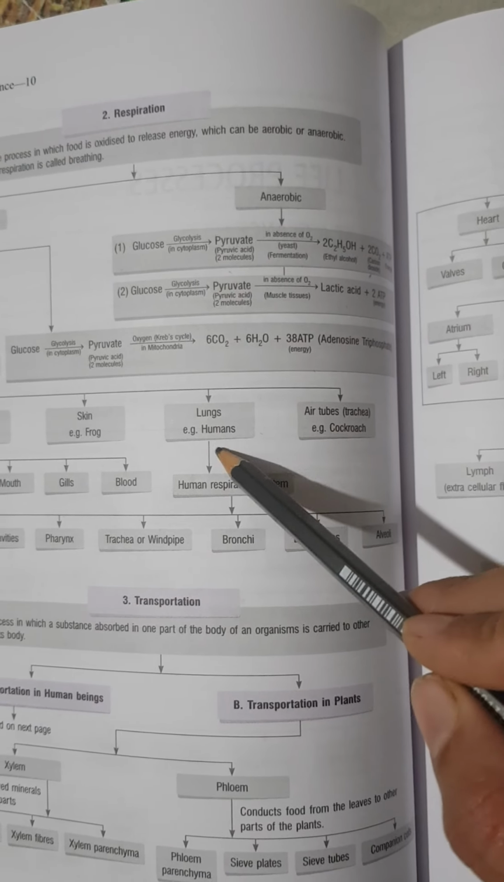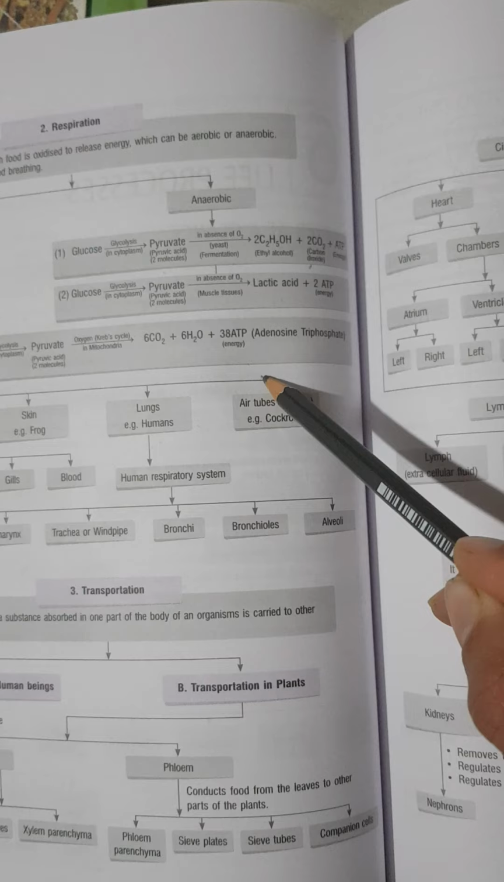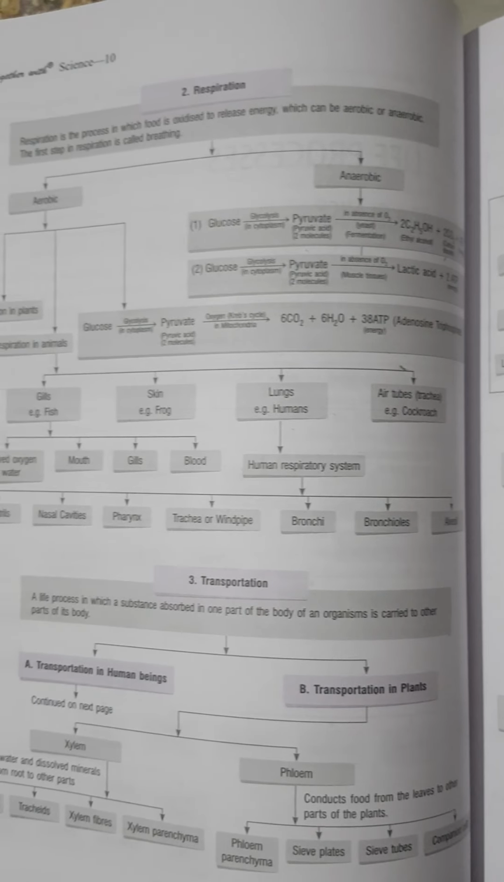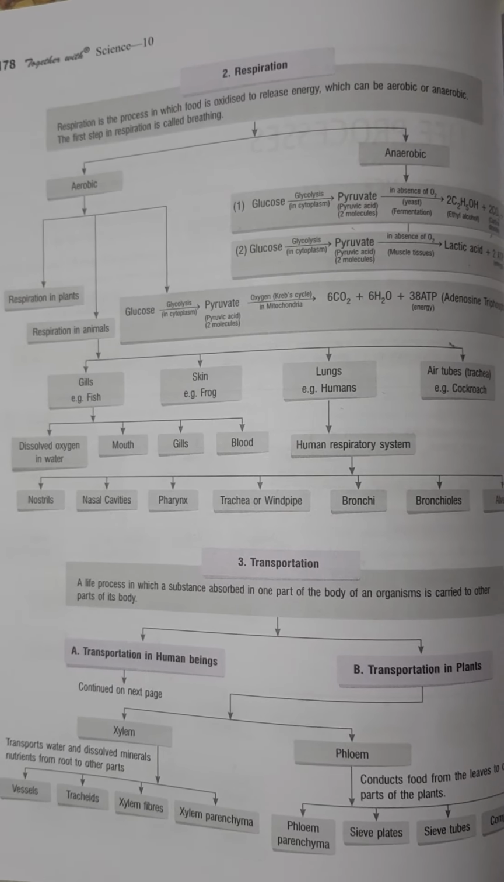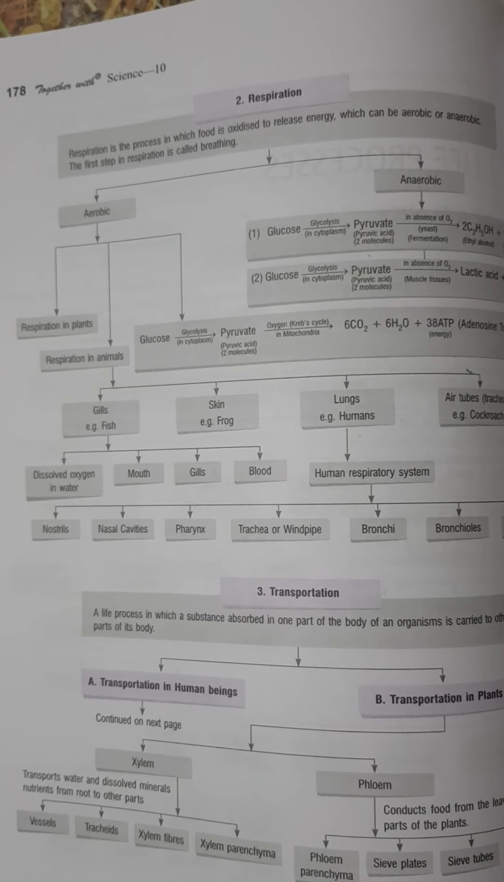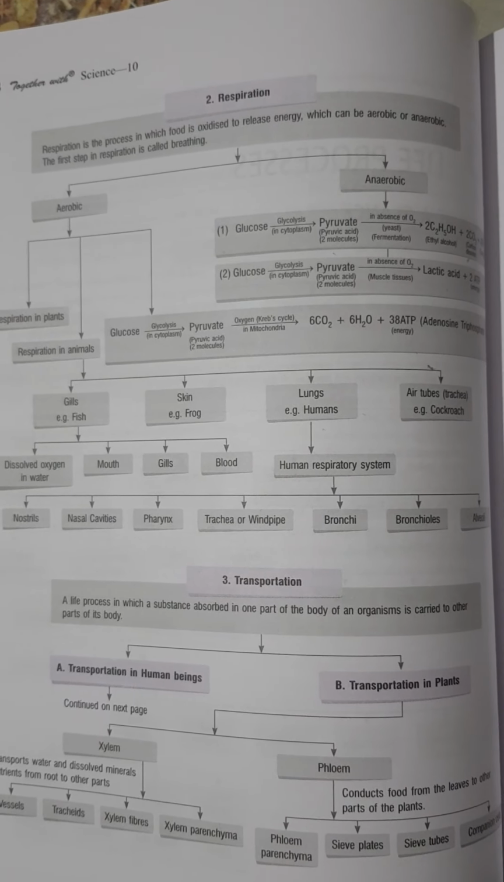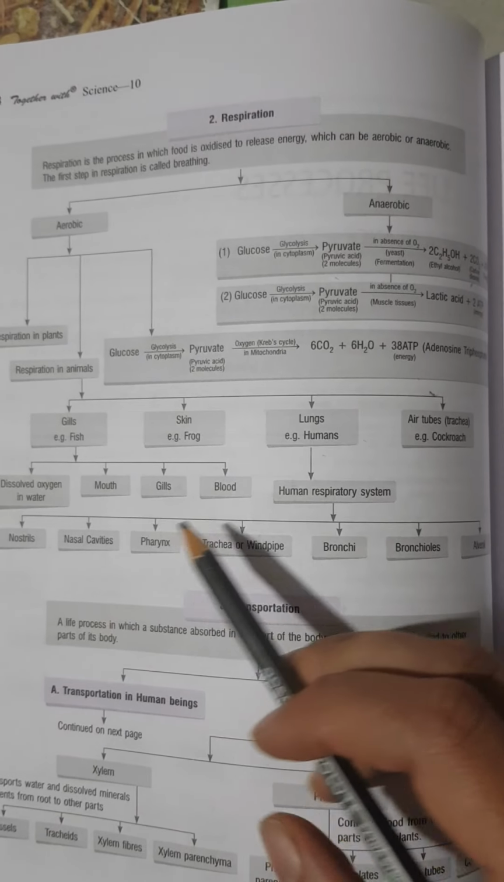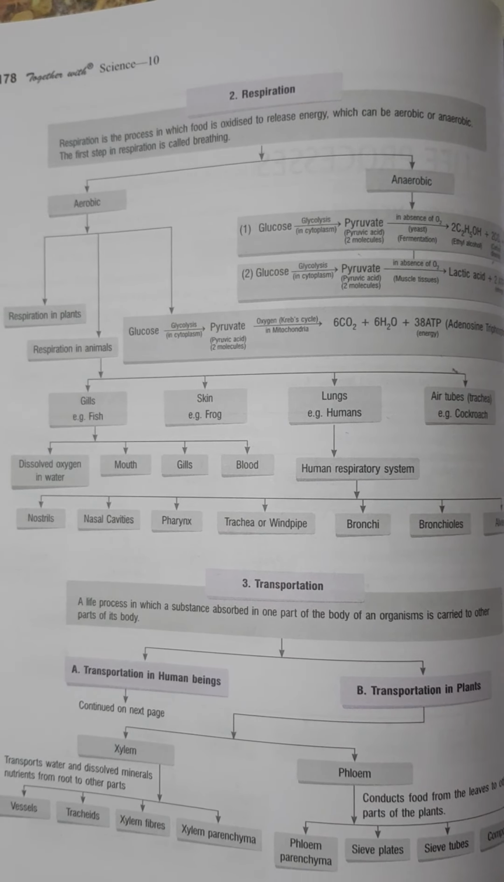Pyruvate is the common step, but the end products and the amount of ATP differ in both. Then coming to different types of respiratory organs, it varies in different organisms. It can be gills, skin, lungs, or air tubes.